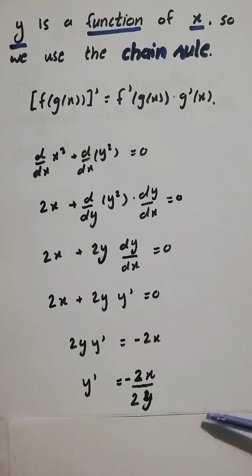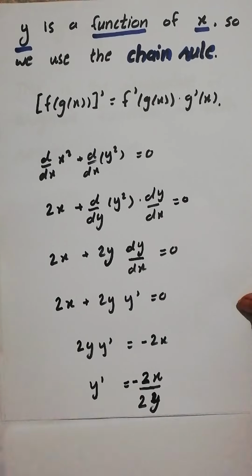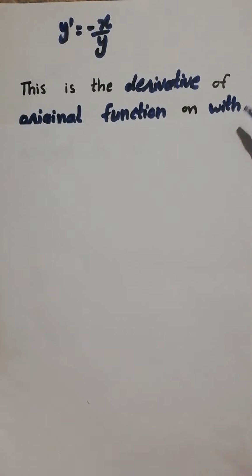We can further simplify it, and it will become y prime is equal to minus x over y. And this is the derivative of the original function with respect to x. This is how we use implicit differentiation to differentiate a function which has more than one type of variable.